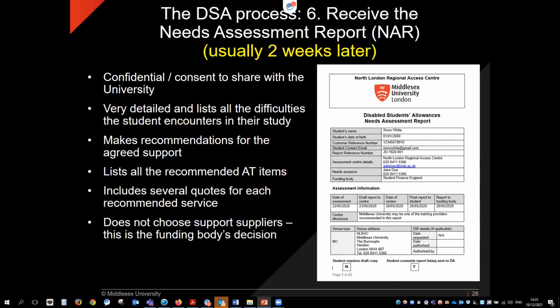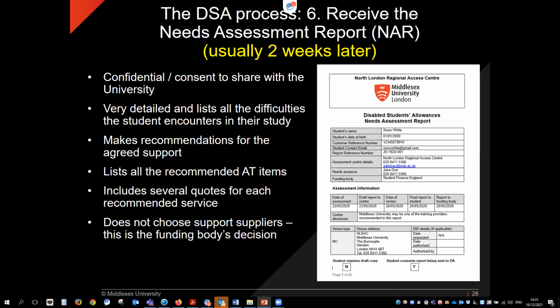The report makes the recommendations for the agreed support and lists all the recommended items that were discussed with the student. The report also includes different quotes for assistive software, for taxis, for one-to-one support, depending on what's been recommended. So basically, the assessor chooses several suppliers, and then Student Finance will make a decision which supplier to provide the support to that particular student.